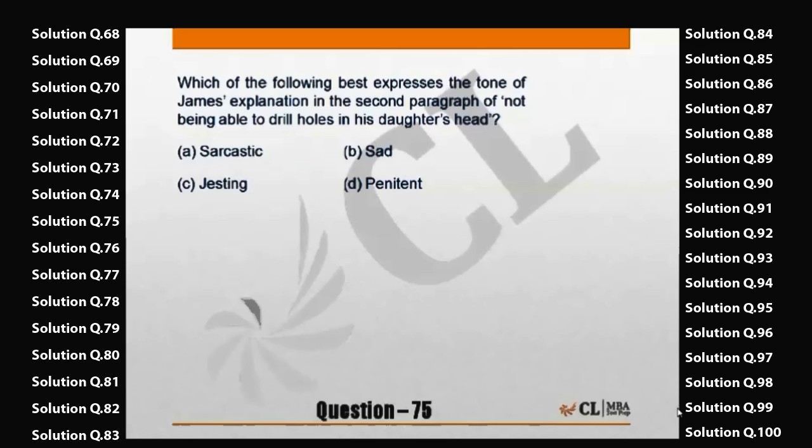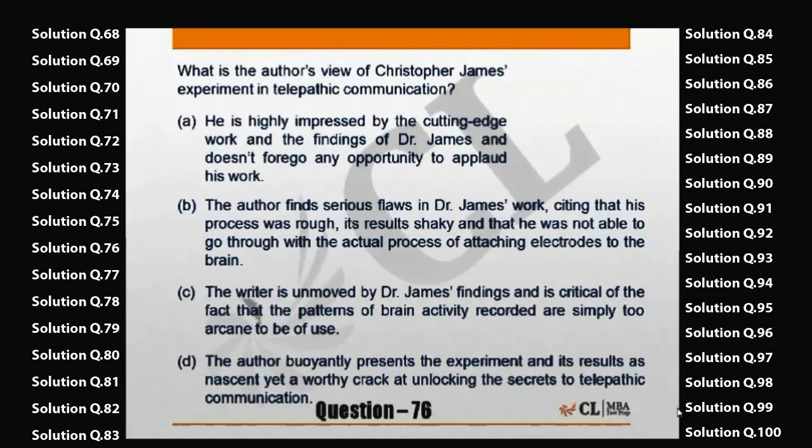Let's move on to question number 76. Do remember also, friends, that tone questions are really common, and that is why it's a good idea to know the various kinds of tones in passages so that you're able to figure them out when such a question comes across. Alright, question number 76 says, what is the author's view of Christopher James' experiment in telepathic communication?